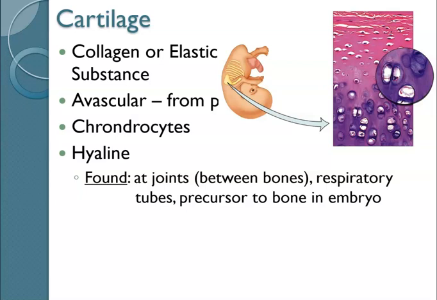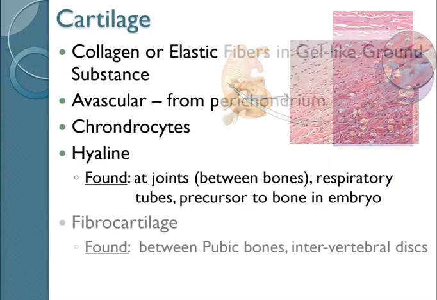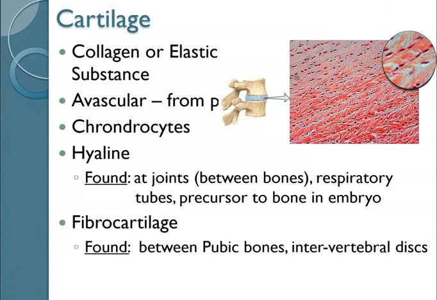So they're precursor to bone when we were embryos in our mother's wombs. The next one we're going to talk about is fibrocartilage. This is the most absorbing of shock. They're found in three places. Between our pubic bones, it's called pubic symphysis.